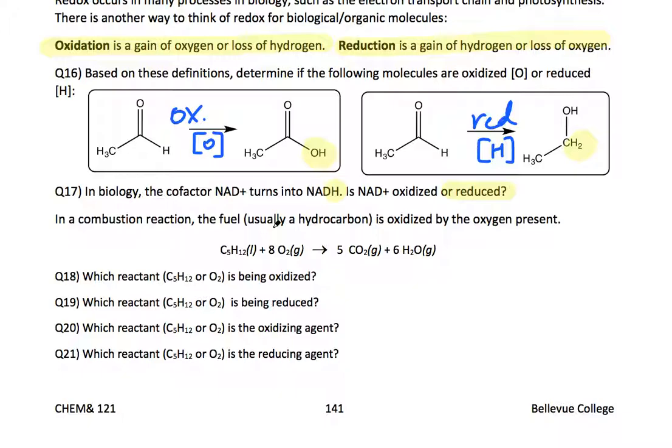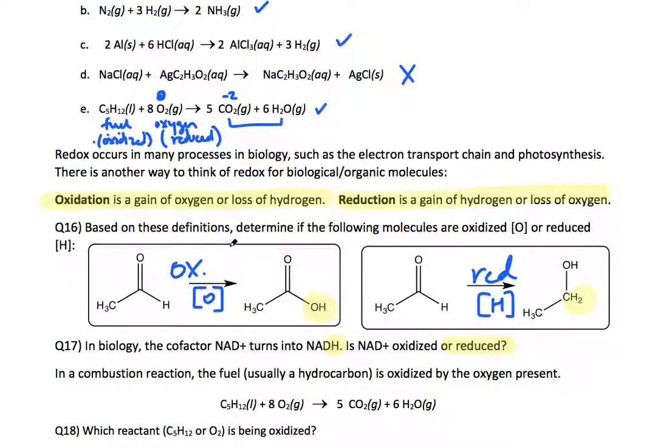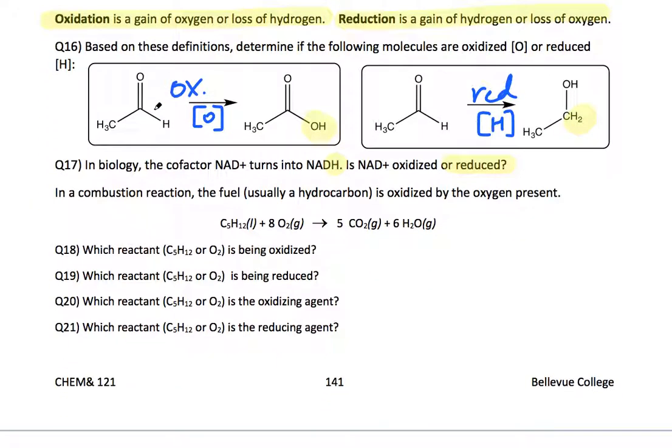In a combustion reaction, a fuel is oxidized by this oxygen that's present. Which reactant is being oxidized? Well, they just said the fuel is oxidized, and we went over this example earlier up here. A fuel is being oxidized, so that's this guy. Which reactant is being reduced? It's the other one. Oxygen must be reduced. The oxidizing agent is the thing that got reduced. Remember, it's the opposite. So the oxidizing agent is O2. Does that make sense? Oxygen is good at oxidizing things, so it's a good oxidizing agent. And that makes this a reducing agent then.